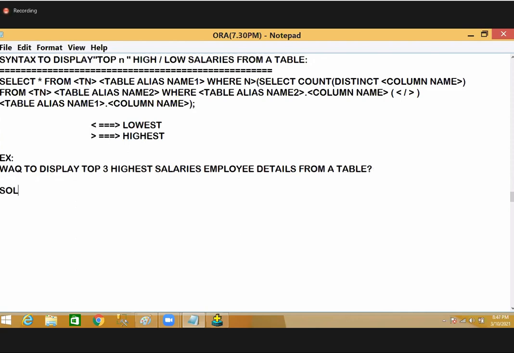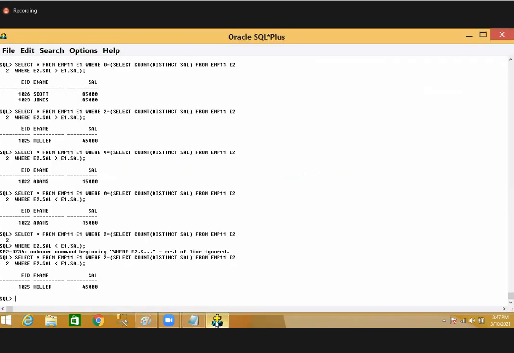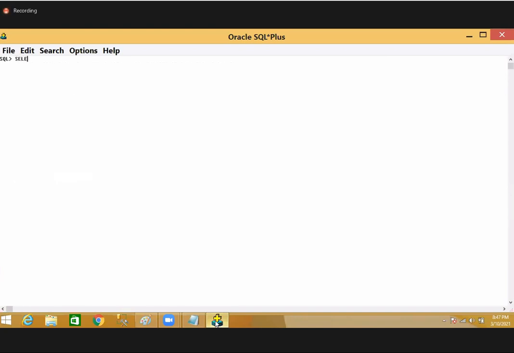Now, what is your solution? My formula is n greater than. So now tell me, n equals how much? Directly, 3. So now 3 is greater than. The same thing I'm going to write here. Let's see: select star from EMP11 E1 where 3 greater than of inner query.